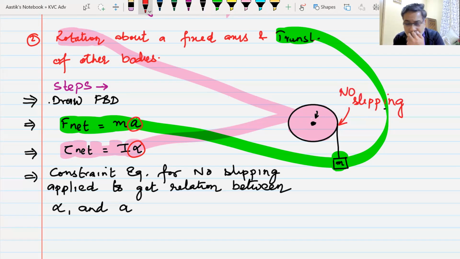If it is a question of rope and the pulley, they will tell you there will be no slipping. If it is a case of a cylinder rolling on the ground or on a plank, they will tell you that there is no slipping. If there is slipping, then this last equation does not come. If there is no slipping, then only this last equation comes. Do we understand this?